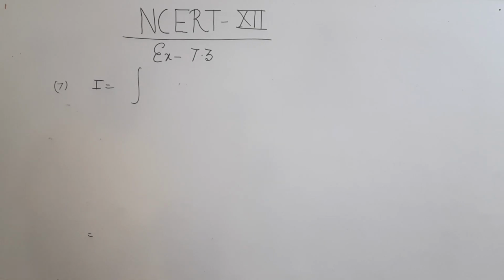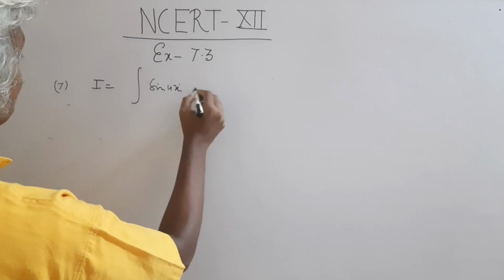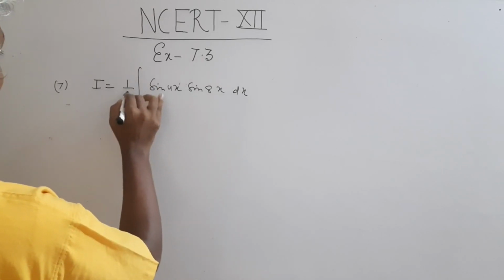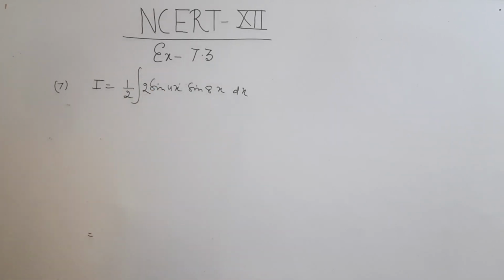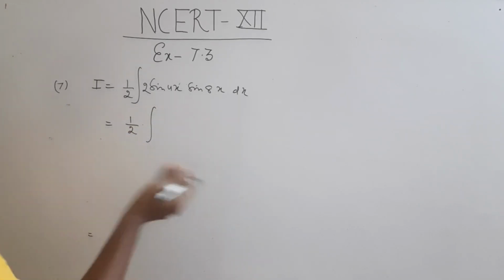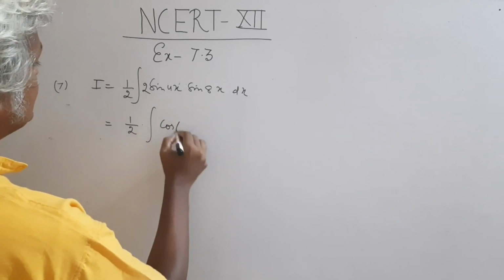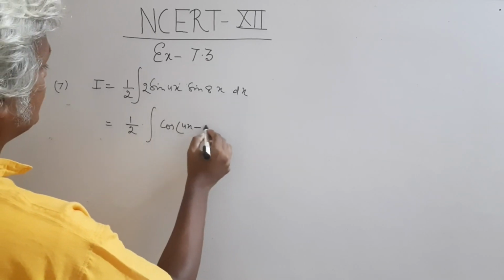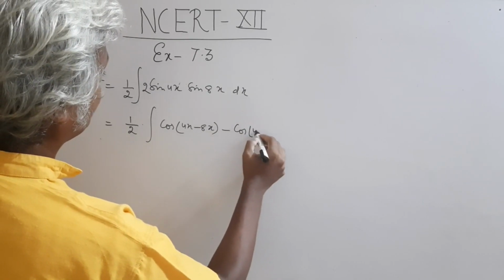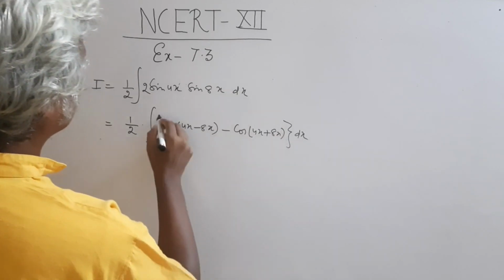Integral of sine 4x sine 8x dx. Now let me write half outside, 2 inside. So this becomes 2 sine 4x sine 8x. And just as in the previous question, we write cos of this minus this, that is 4x minus 8x, minus cos of 4x plus 8x, and this is dx.